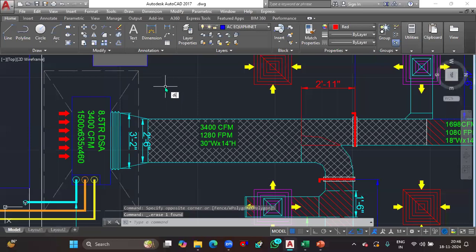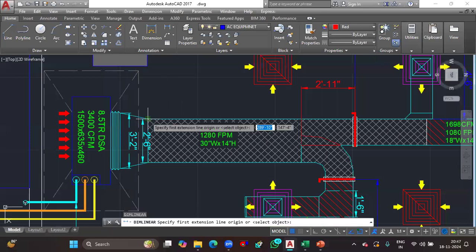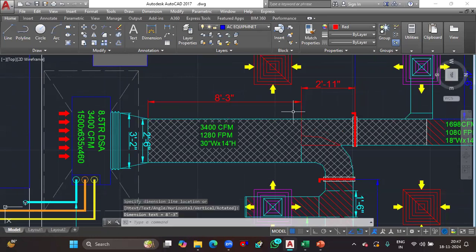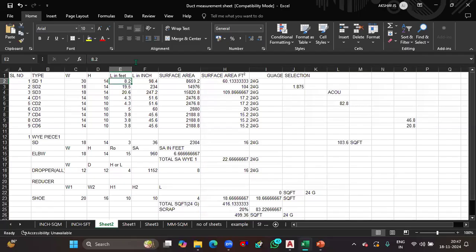So how to take out the length? It's very simple. Use the dimension linear command. According to your drafting, that's how you will be getting the length of the specific duct. You can see it's around 8 feet 3 inches. So I've entered the value right here. It's around 8.2 feet. Then we need to convert the value into inches. Then only we can use this value inside the surface area equation itself, because the other variables are in inches and if the length is mentioned in feet, we can't do it directly. So that's why I'm converting the value into inches right here itself.